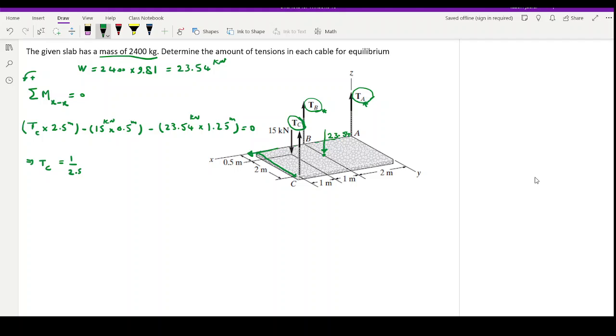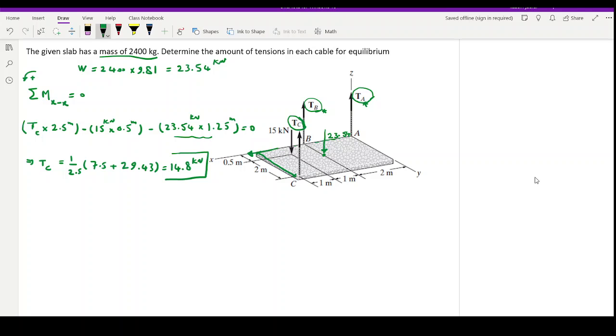So from here you can find clearly TC, which is going to be equal to 1 over 2.5 times 15 times half is going to be 7.5, and because I'm moving it to the other side of equal, it becomes positive. Again, this becomes positive, and it's equal to 29.43. If you solve this, this is going to be equal to 14.8 kilo Newton. I calculated one of the unknowns by taking moment about x-axis.